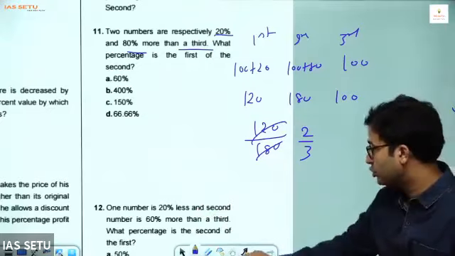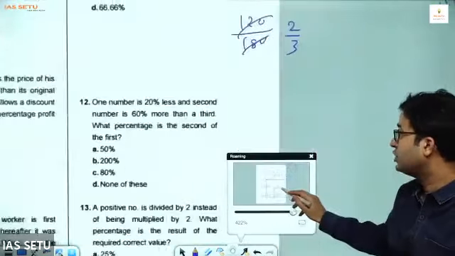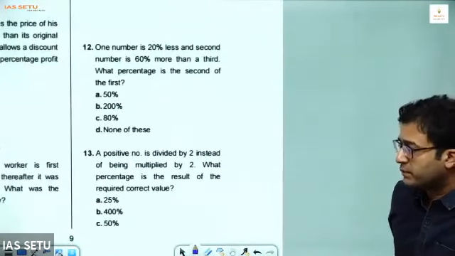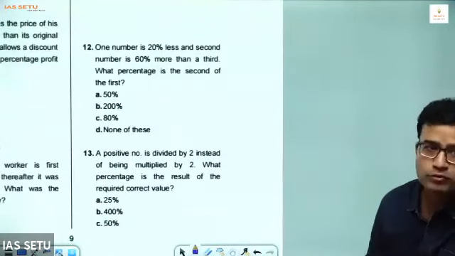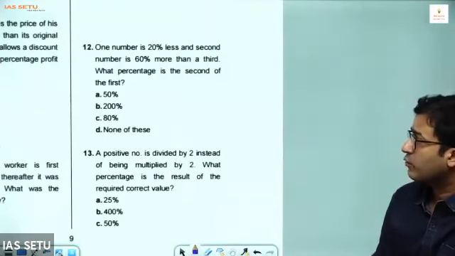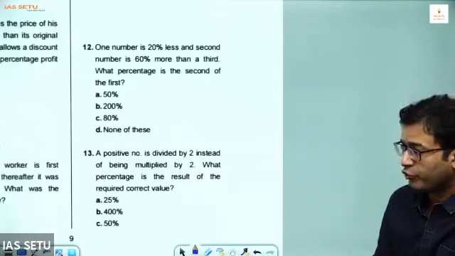Let us take one more question. Then I take type 4. Question number 12. One number is 20% less. Less, you have to subtract. Second number is 60% more than a third. What percentage is second of the first?